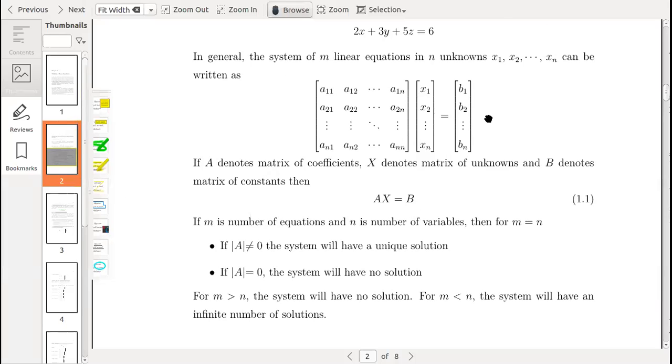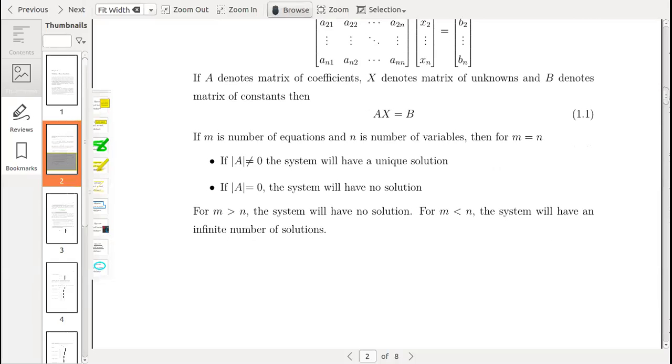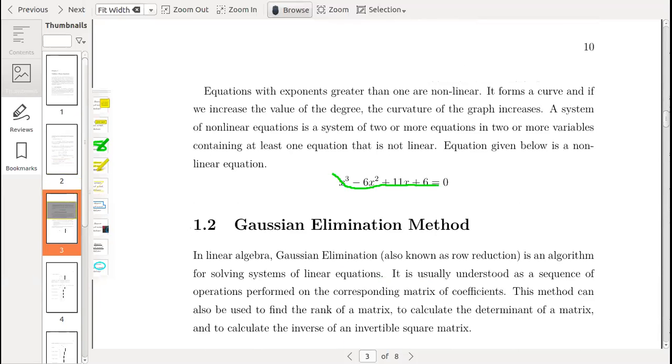Ax = b. So why do we write the system in matrix form? Because we want to perform matrix operations, and we have a rough guess that if the determinant is 0, we will have no solution. And number 2, if the number of equations is greater than the number of variables, then also we will not have any solution. So in these two cases we will not have a solution, but in all other cases we will have a solution.